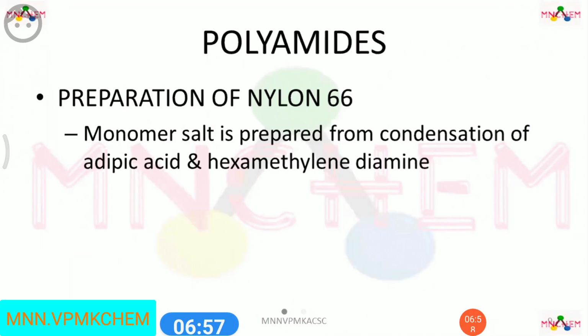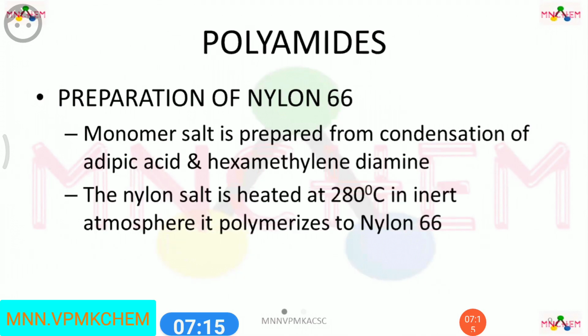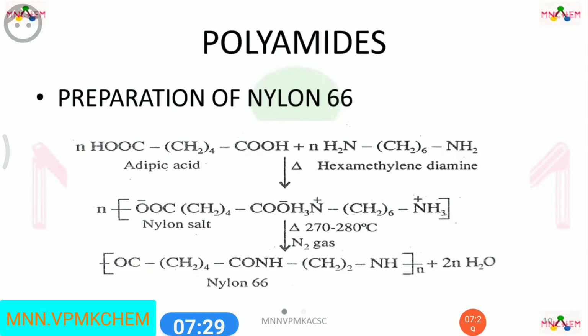Okay. Now let's discuss preparation of nylon 6,6. The monomeric salt of nylon 6,6 is prepared from the condensation of adipic acid with hexamethylene diamine. The monomeric nylon salt is then heated at 280 degrees Celsius in an inert atmosphere, which polymerizes to nylon 6,6. The reaction for the preparation of nylon 6,6 can be represented here.